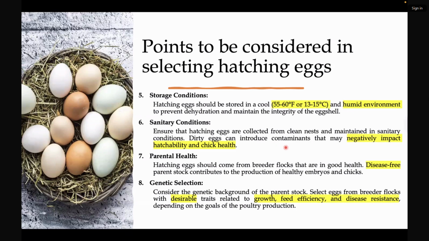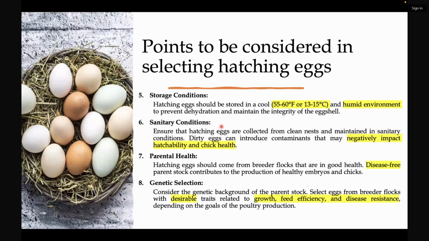Is there any issue regarding the sanitary condition of the eggs? Like we have dirty eggs, or we call them soiled eggs, right? Soiled eggs, we cannot store for too long, because eggs naturally have pores in their shell, ranging from 10 to 15,000 pores in one eggshell, on average 10,000.